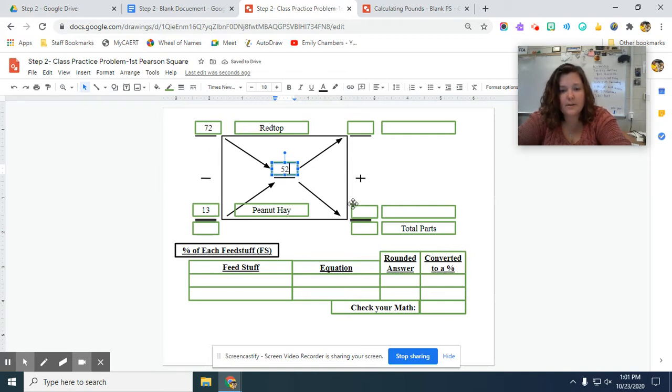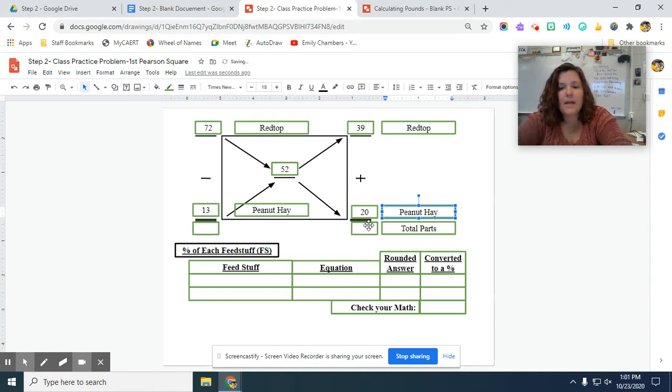We're going to follow arrows, minusing, and put that over here. So remember, you're always taking big number minus small number. So 72 minus 52 equals 20. And then again, big number minus small number. 52 minus 13 is going to be 39. Labels follow across the top and bottom. So this is now red top. And this is peanut hay.